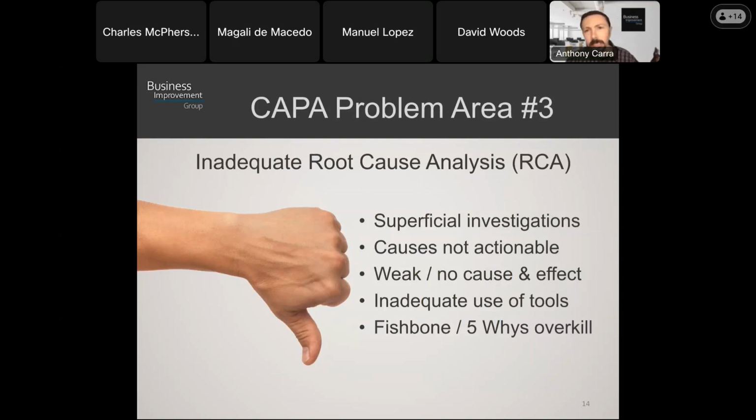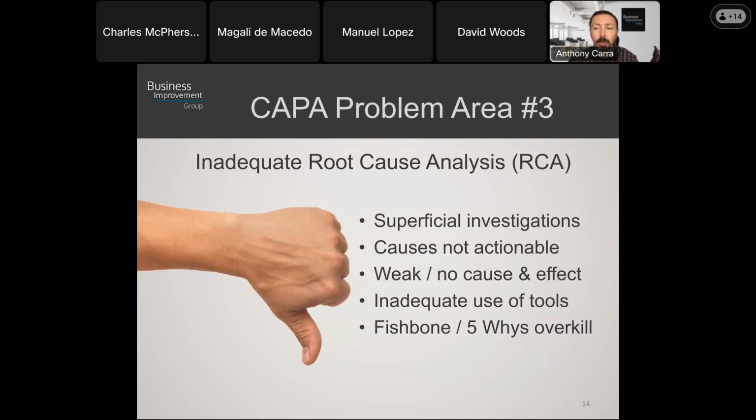So now that we know how to solve the problem, let's take a step back and look at, did we determine the root cause of the problem so that we can come up with appropriate solutions? CAPA problem area number 3, inadequate root cause analysis. And I'll spend a lot of time here as well, because frankly, this is where a lot of the work in CAPAs happens.